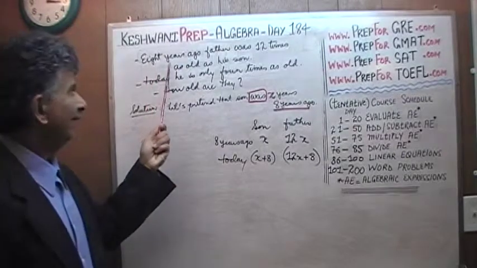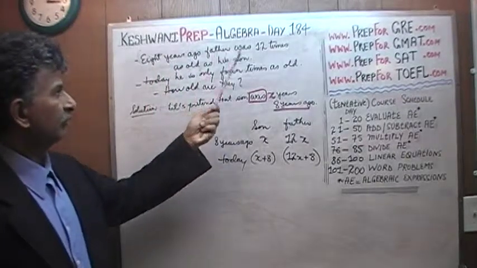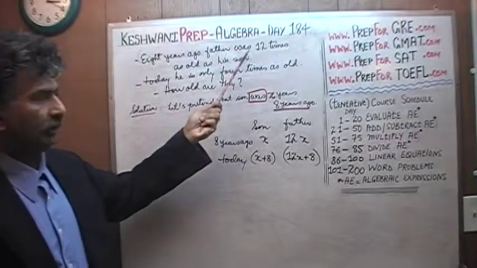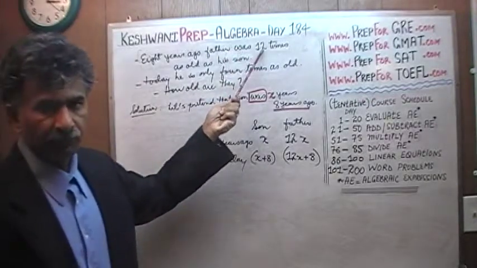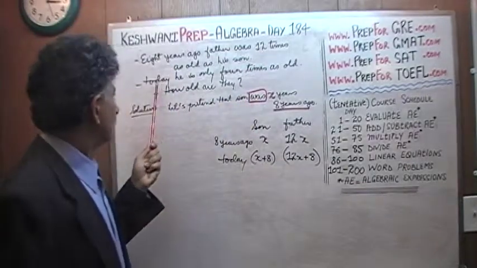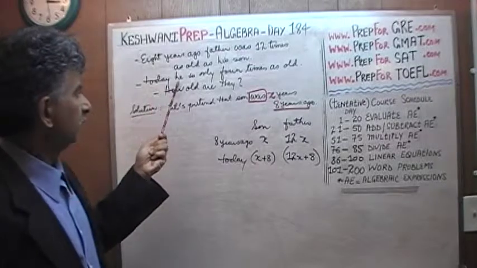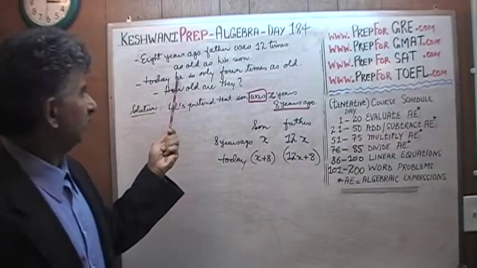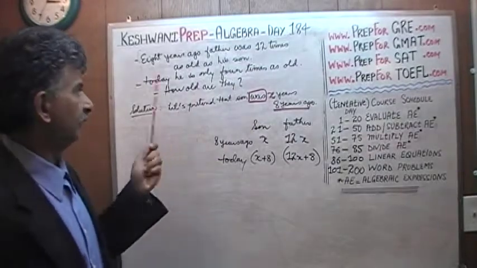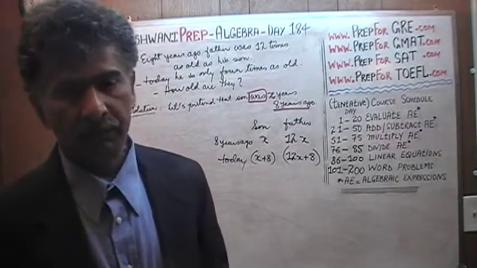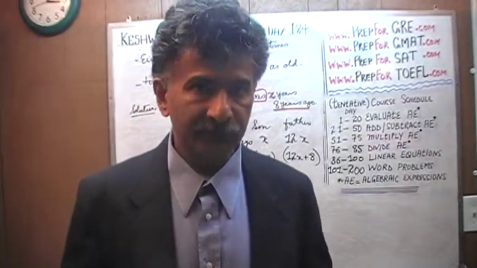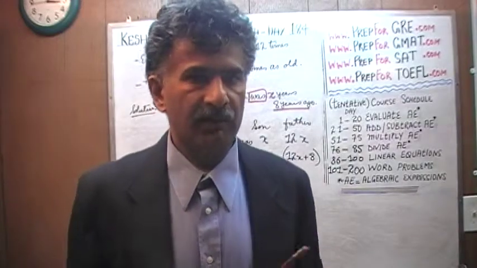It says, 8 years ago, father was 12 times as old as son. So we have a pair of father and son, and we are told that father's age was 12 times the son's age 8 years ago. We are further told that today he is only 4 times as old as his son. Question simply is, how old are they? That's all. So he used to be 12 times as old as his son 8 years ago. Today he happens to be only 4 times as old as his son.